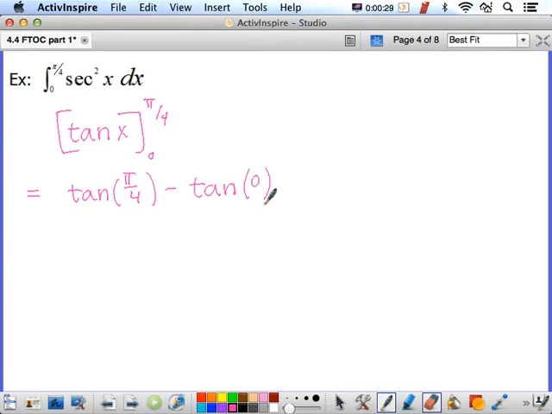The nice thing about pi over 4 is it's 45 degrees, so what's the tangent of 45 degrees? 1. Now we need the tangent of 0. The tangent of 0 is the y over the x, so if we take the point (1, 0), it's 0 over 1, which is 0. So how much area is trapped beneath the curve of secant squared from 0 to pi over 4? 1. Exactly 1 square unit, which is kind of cool.